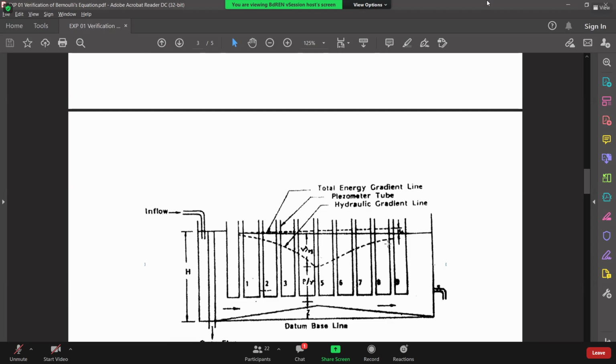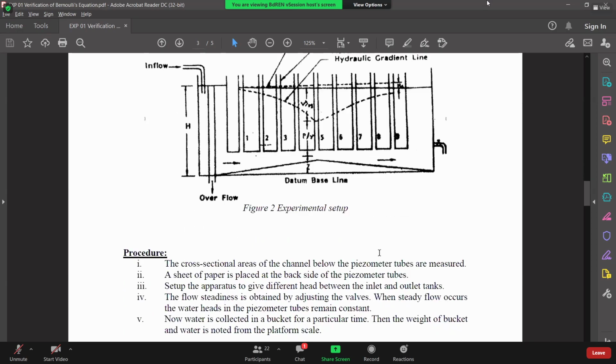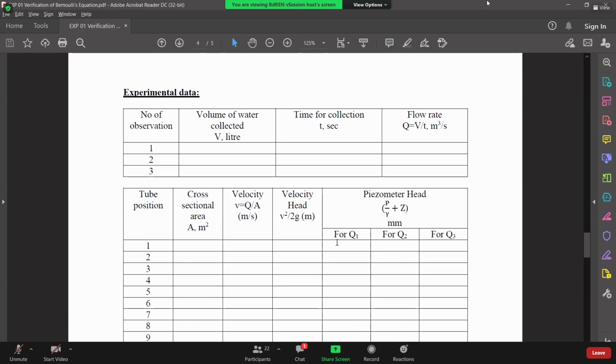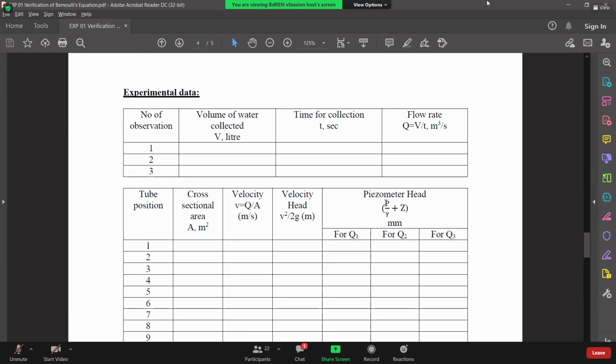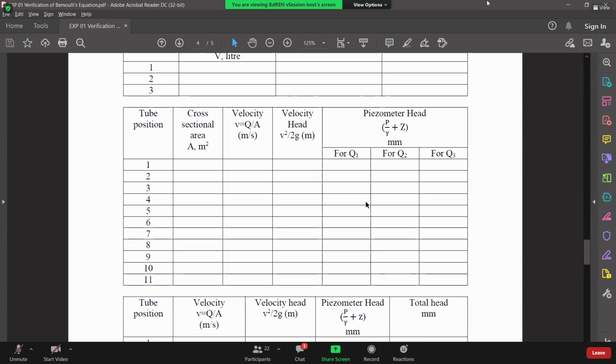Clear? Yes, sir. I understand the experiment, but to put the data in, I don't know where. So you get the piezometer head. The piezometer head is basically the pressure, right? Pressure equals what? h rho g, right? So we are not dealing with the actual pressure. Instead, we are dealing with the head. Head is basically only the height. So you will just write the height here, in centimeters or millimeters, whatever it is. You will do it for 3 different flow rates and write it here.